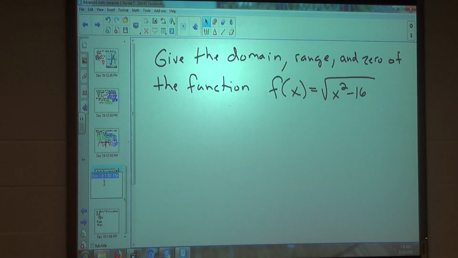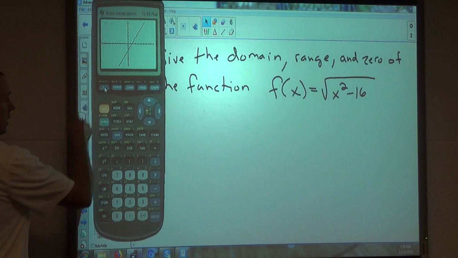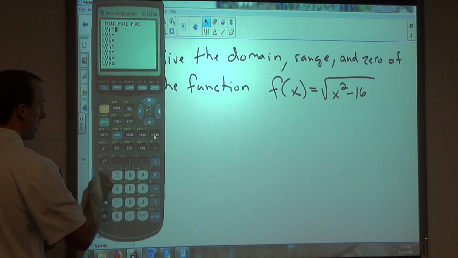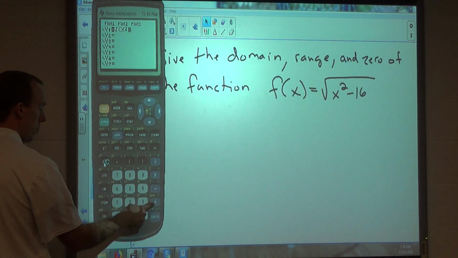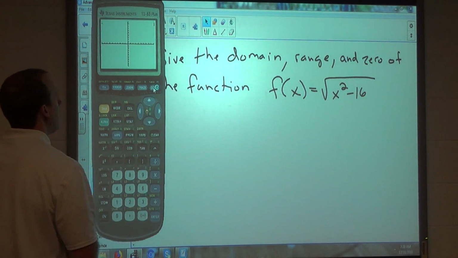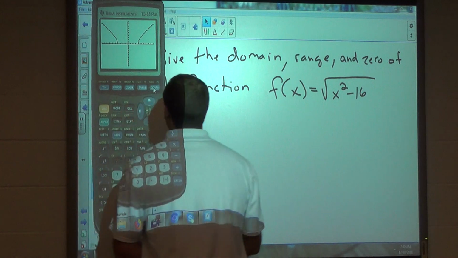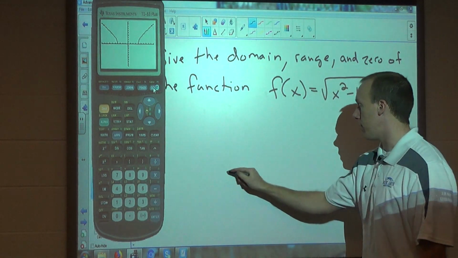All right, next one here. Give the domain, range, and zeros of the function. So what I need to do here is again use my calculator because I need to visually see what it looks like so I can give the domain, the range, and the zeros. So square root of x squared minus 16. Okay, and then hit graph. All right, so it looks something like that. Now on your calculator, I know you guys' calculators aren't touching here. It actually is touching for you.